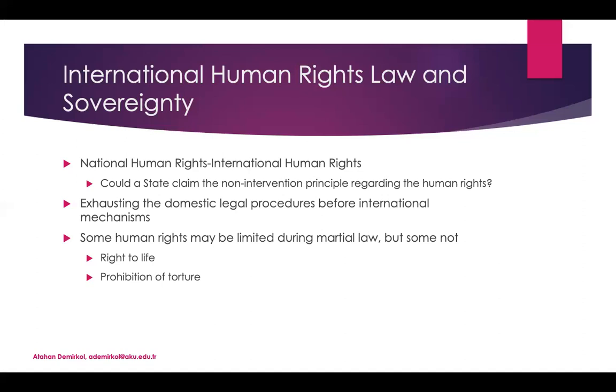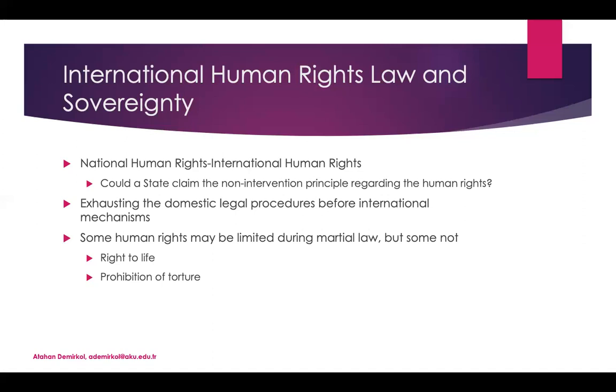For not having such an issue, there is a mechanism for international human rights law. You have to exhaust domestic legal procedures before you go to international mechanisms. And so in that circumstance, the state cannot claim that the international bodies are intervening in their own sovereign areas. We cannot claim that because the person has exhausted all of the domestic legal procedures before going to international law mechanisms regarding the international human rights law. So that's the point between international human rights law and sovereignty.